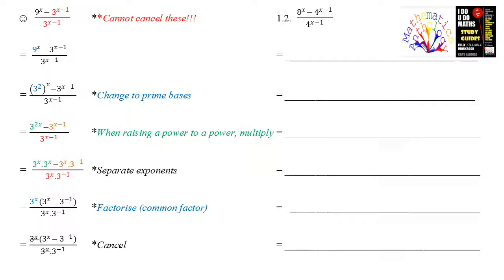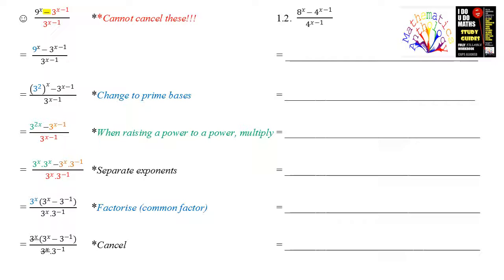Okay, the next one, let's try another one. We have 9 to the power x minus 3 to the power x minus 1 all over 3 to the power x minus 1. Now remember, you cannot cancel the two portions in red here, the 3 to the power x minus 1 in the numerator and denominator, because of this minus sign in the numerator there. Because they are separate terms, you cannot cancel.